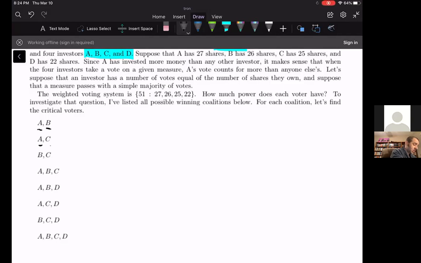In the coalition consisting of A and C, that's still true. If you take A out of there, the resulting coalition is losing. Same thing with B and C.